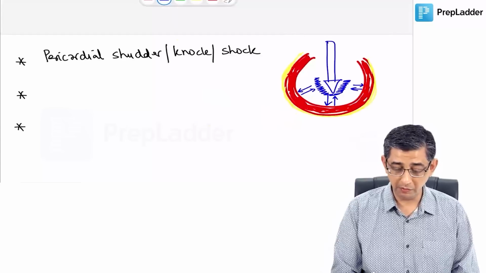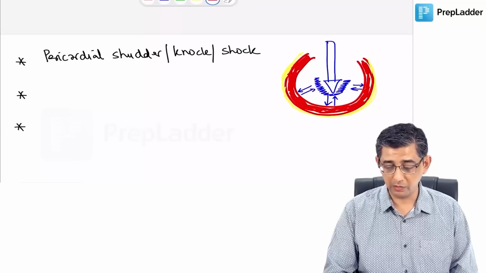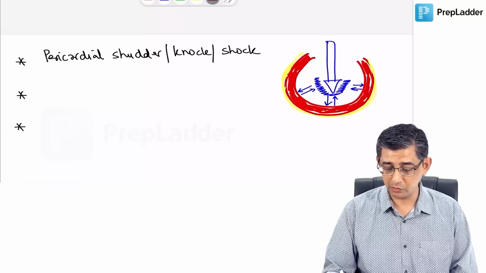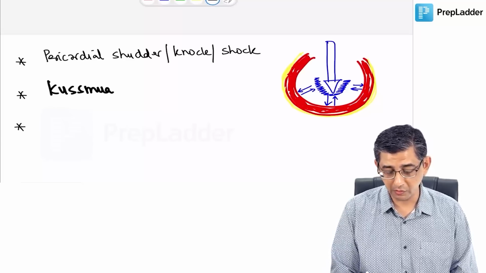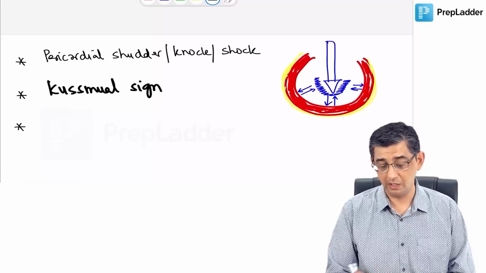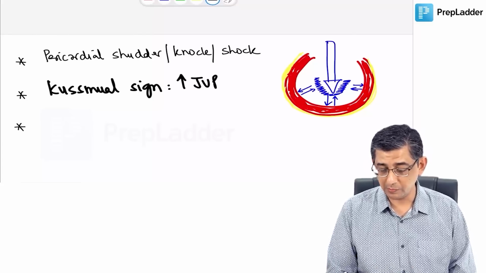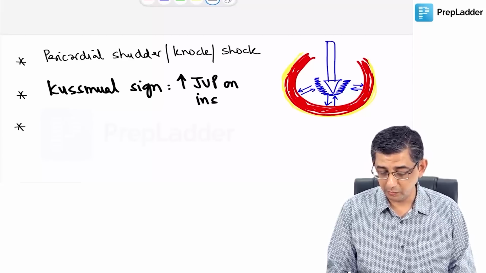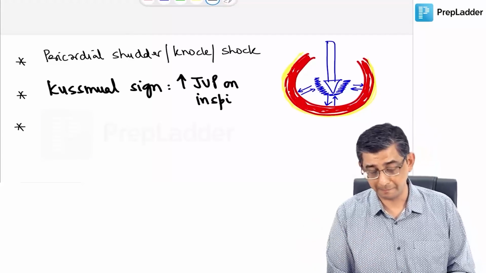Another feature that can be given to supplement what I have just said would be Kussmaul sign. In fact, Kussmaul sign has been discussed a couple of times, so it should be relatively easy for you. I have taught you that Kussmaul sign is what we see with constrictive pericarditis, restrictive cardiomyopathy, and right-sided myocardial infarction. In fact, Kussmaul sign is elevation of JVP on inspiration. I'm just writing that in bold to highlight that in a normal person, JVP should be falling on inspiration.